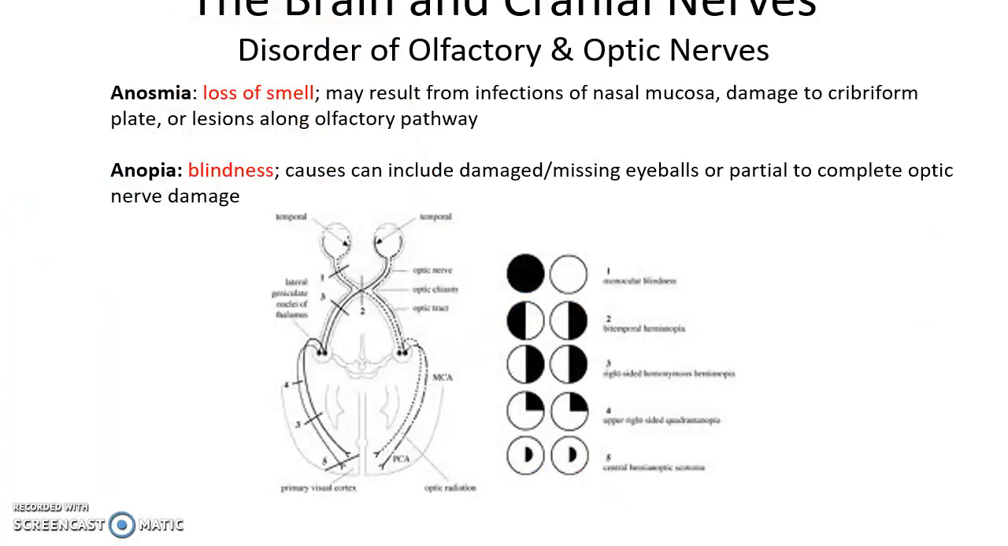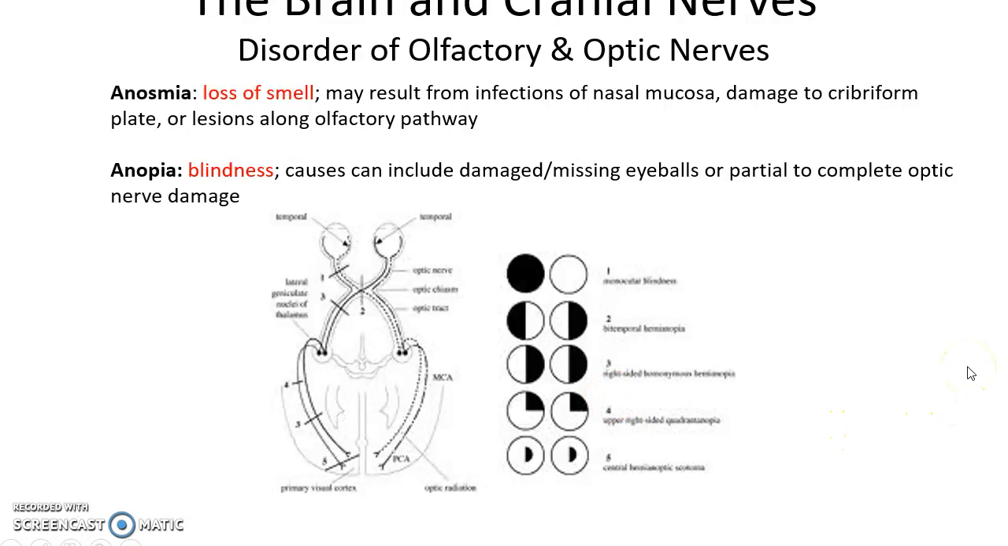If olfactory tissue is damaged, you could get anosmia, which is a loss of smell. It could be from infection, damage to the cribriform plate, lesions along the olfactory pathway. With the optic nerves, you could get anopia or blindness, which can be caused from damage to the eye, missing eye, or partial or complete optic nerve damage. So you could have one eye where you can't see, both eyes. You could lose just your outer visual input or off to one side or the other side.